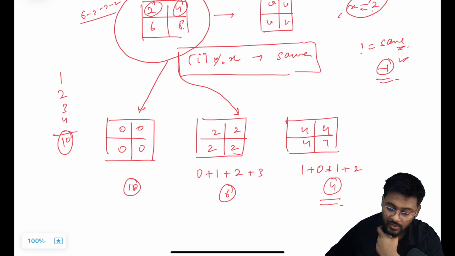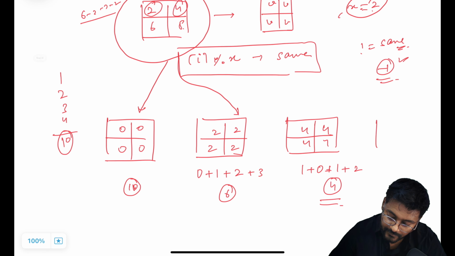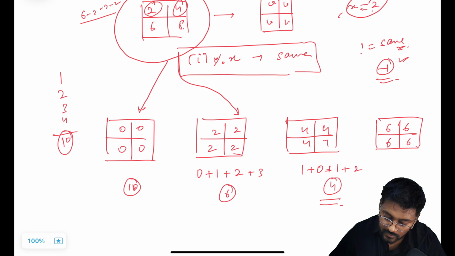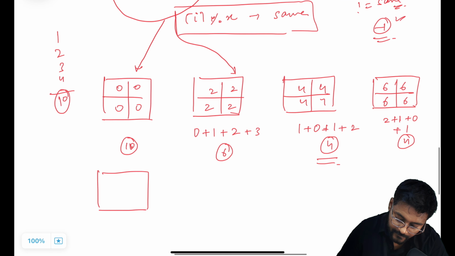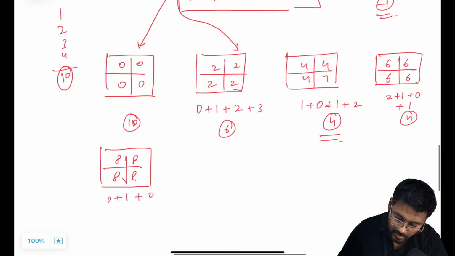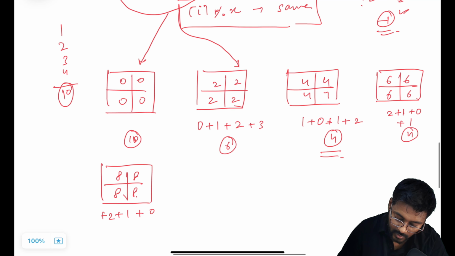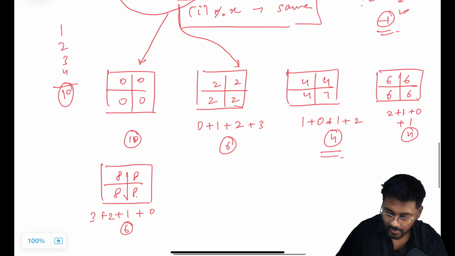Now let's convert it to 6. In 6, how many operations are there? For 2, 3, 4, 5, 6: 2 plus 1 plus 0 plus 1. Here also we require 4 operations. And now what about 8? This 8 requires 0 operations. This 8 requires 1 operation. This 8 requires 2 operations. This 8 requires 3 operations. So 3, 4, 5, 6, 6 operations in number.